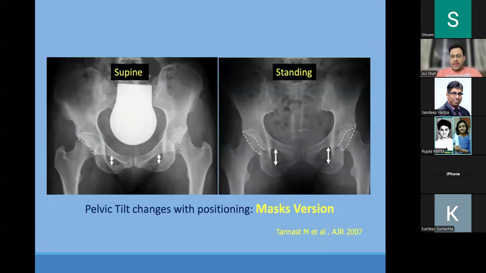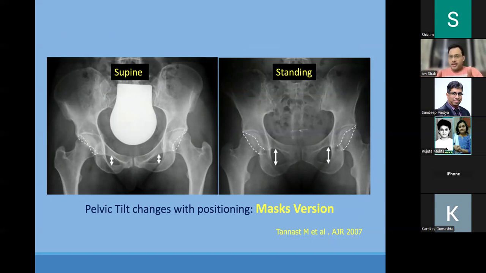Now look at this X-ray. It's an X-ray of the same person in supine and the same person in standing. You can see that in the same person, you can have completely different views. In the supine X-ray, if you just show this to someone, you will say there is a crossover sign and there is retroversion and so forth.